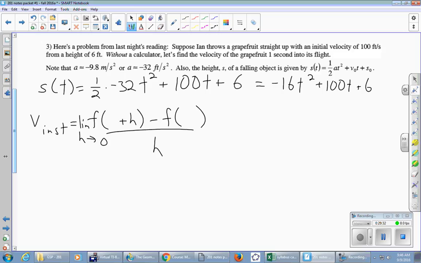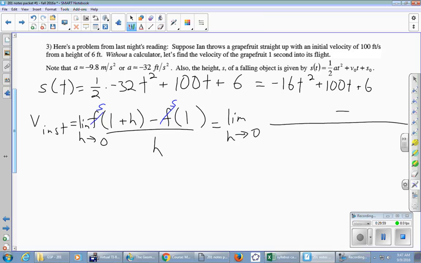What's the specific number a in this particular problem? It's 1 second in. That's what we're interested in. So 1 plus h minus f of 1. Up at the top was this general f, but here we're back to distance functions or height functions, okay? All right, a little bit of algebra before we start doing calculations. S of 1 plus h. Let's do the easier part first. S of 1. If I plug 1 into this entire function right here, negative 16 times 1 squared plus 100 times 1 plus 6, what is that?